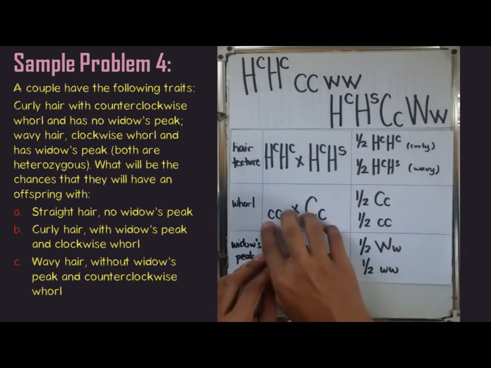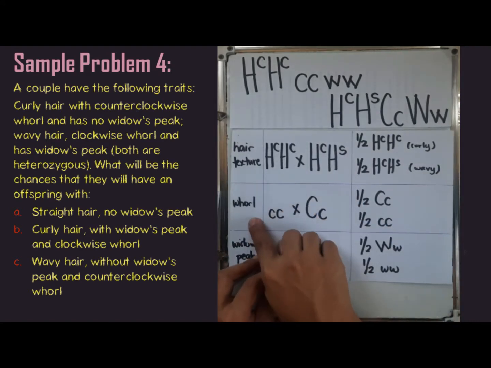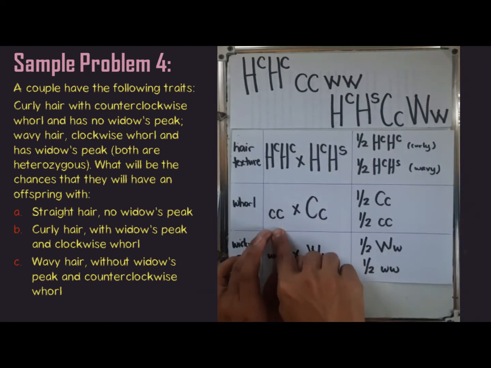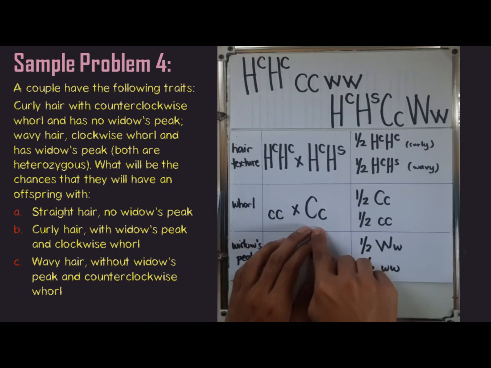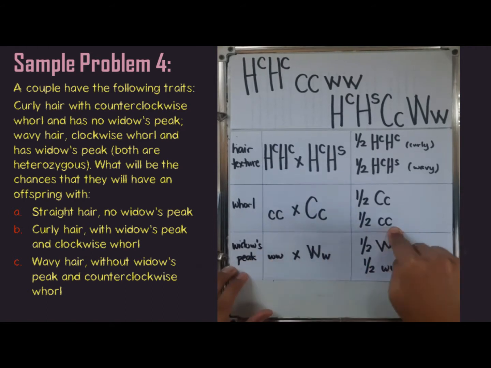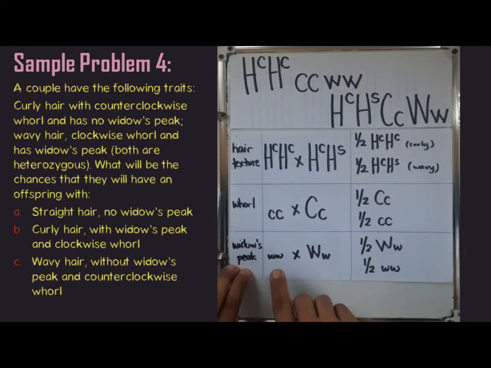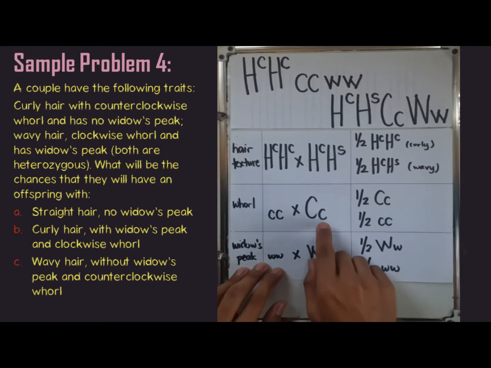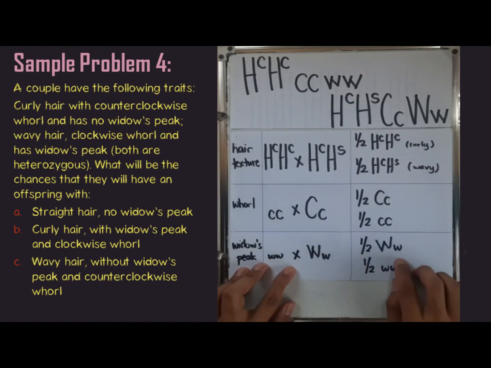Okay? Then, for the second trait, we now have the presence of the whorl, homozygous recessive, then heterozygous dominant, which would now give us 1/2 clockwise whorl, 1/2 counterclockwise whorl. Then, when it comes to the widow's peak, it is still the same case, just like the whorl, which would now give us 1/2 presence of widow's peak and 1/2 absence of widow's peak.